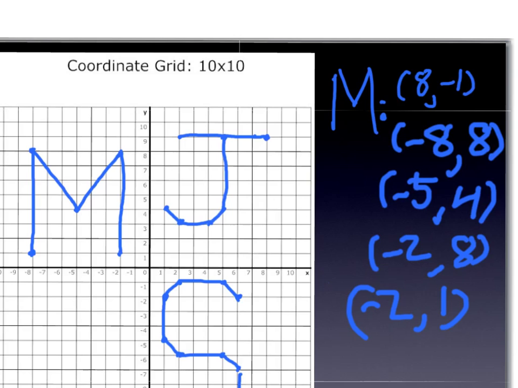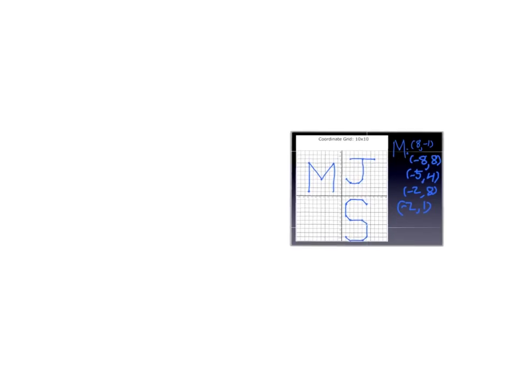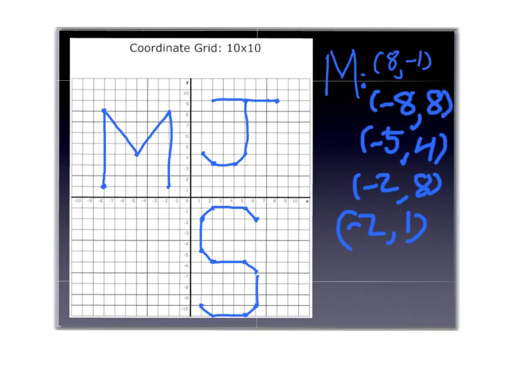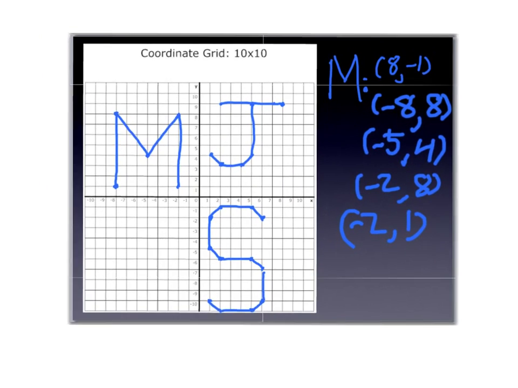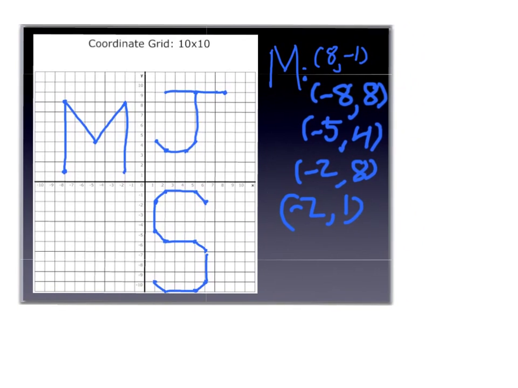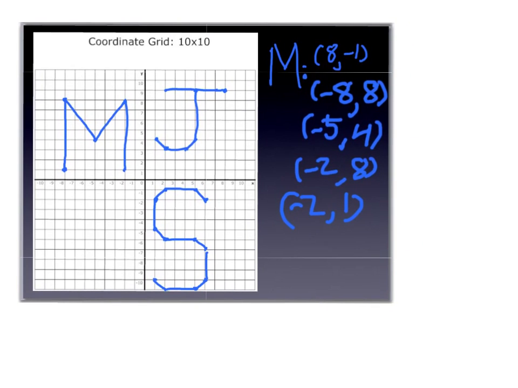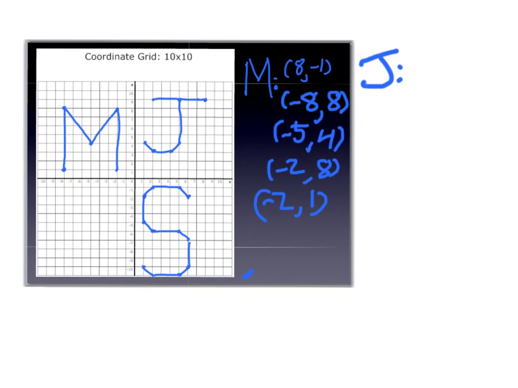How much space do I have left? See, I've run out of space already. So let's move this over a little bit, and let's do my J. What are the coordinates of my letter J? Let me zoom a little bit more. There we go. It's maybe a little bit harder to see.